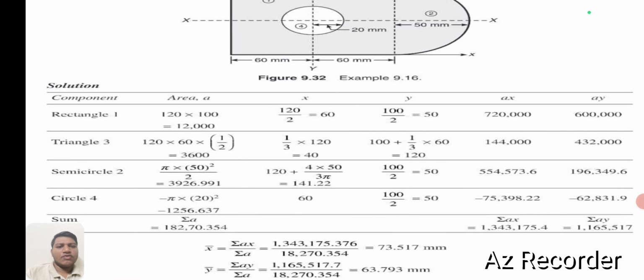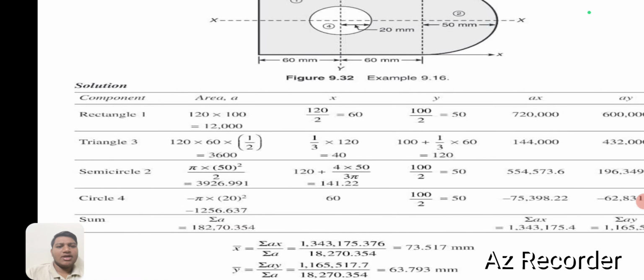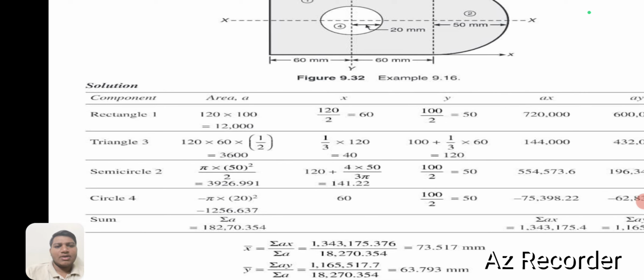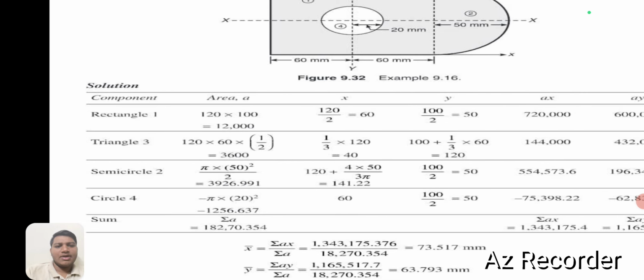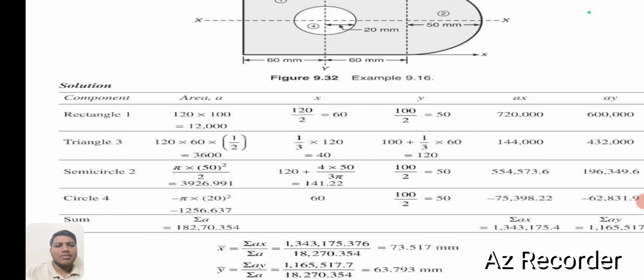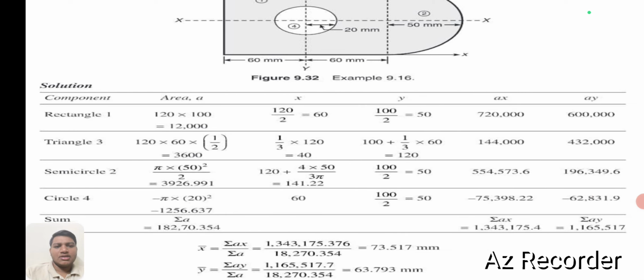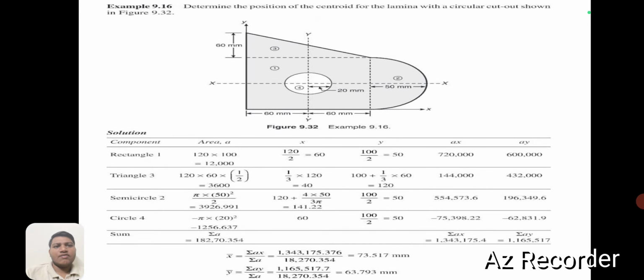To find x bar, as we know, it is sigma Ax divided by sigma A. We take the sigma Ax value in the numerator and the sigma A value in the denominator, and after dividing we get 73.517. And to find y bar, the formula is sigma Ay divided by sigma A. We take the sigma Ay value in the numerator and the sigma A value in the denominator, and we get 63.793 mm. This is the centroid of the given figure.